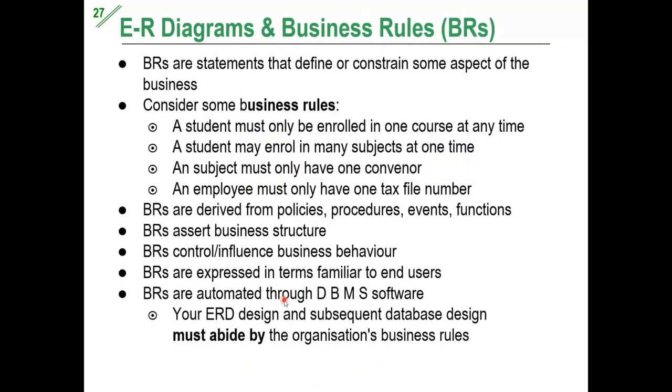One of the important things, as I mentioned before, when we are developing the entity relationship model, or the business model or the logical data model, is to understand the business rules. There are so many business rules in companies. These are examples of business rules. For example, a student must only be enrolled in one course at a time. We can have that business rule in our university. A student may enroll in many subjects at one time. A subject must only have one convener. We can't have multiple conveners for a subject. We can have only one convener for one subject. That is a business rule as well.